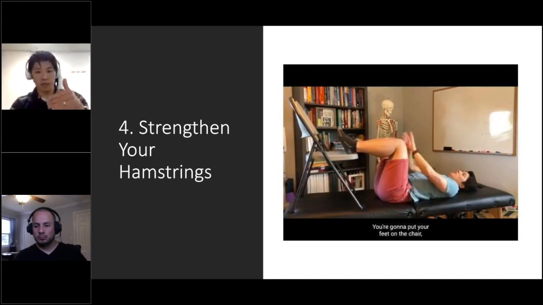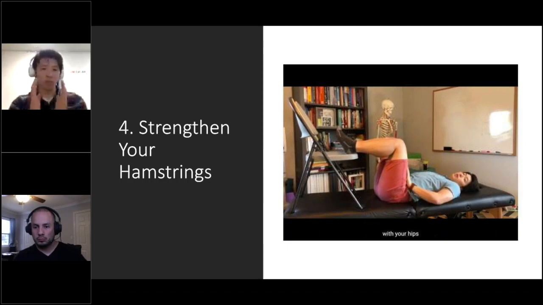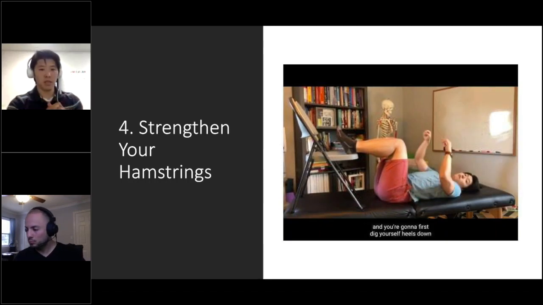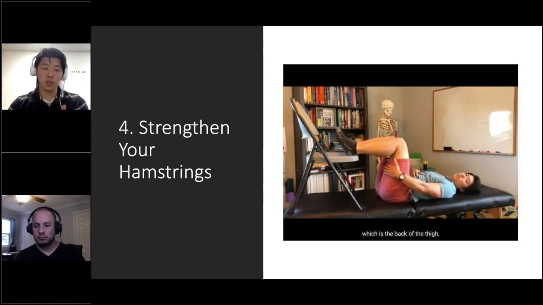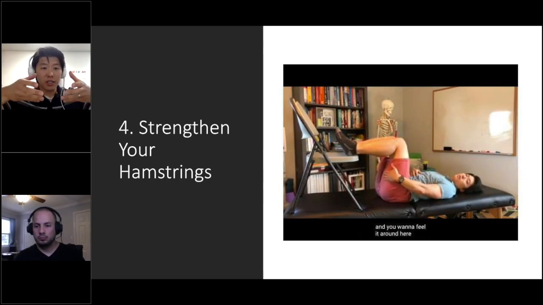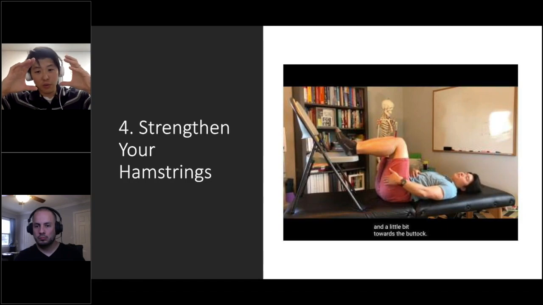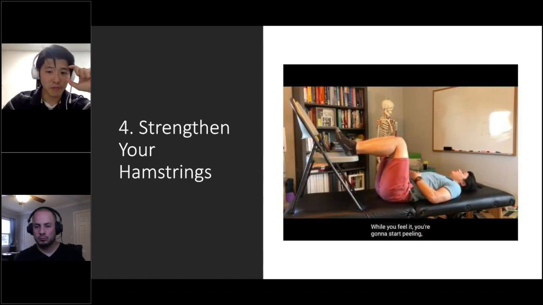You put your feet on the chair. Your knee and hip are going to be in line, and you're going to dig your feet and feel your hamstrings activate. Not your glutes, but your hamstrings. Try not to squeeze your glutes, and try to tilt that pelvis off the ground a little bit.